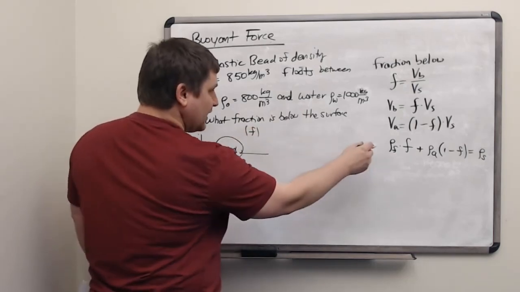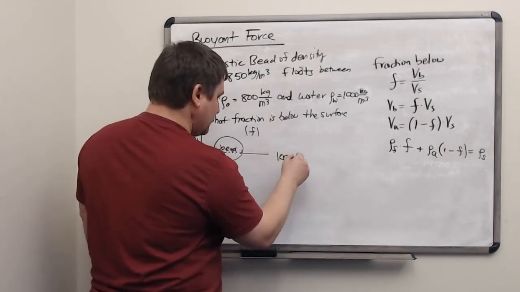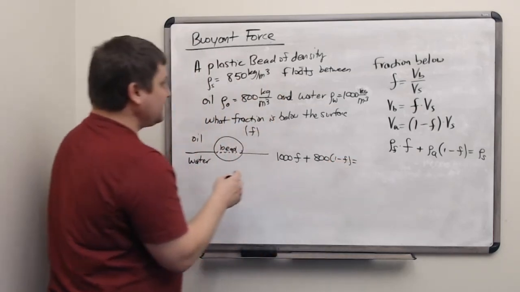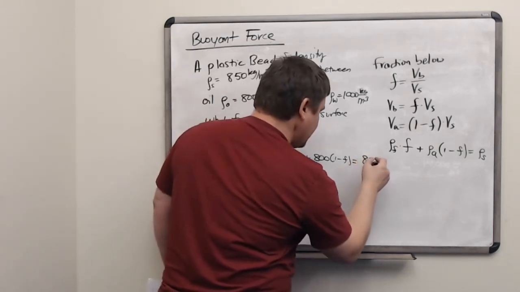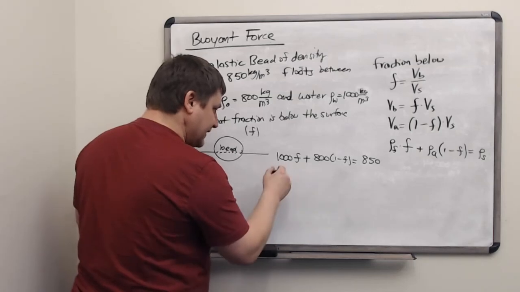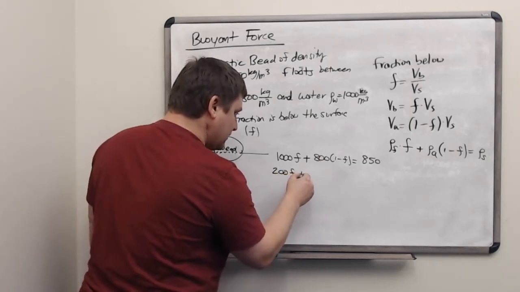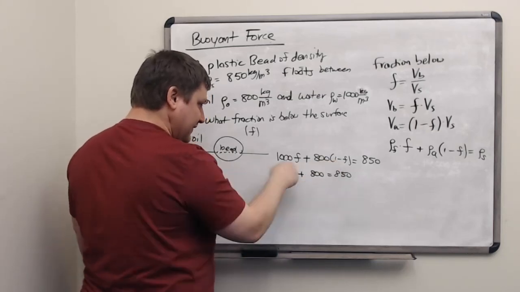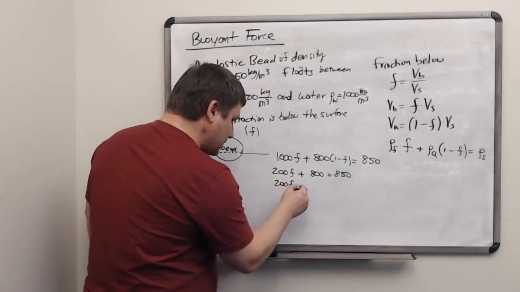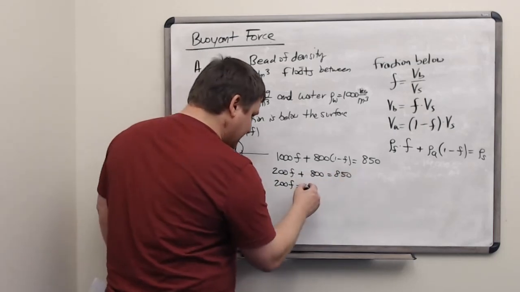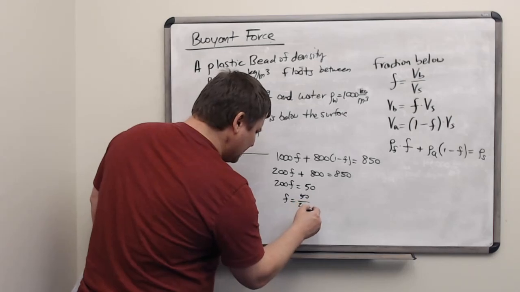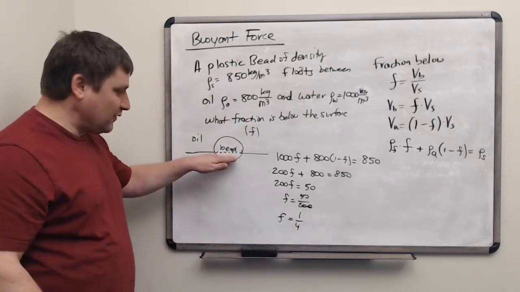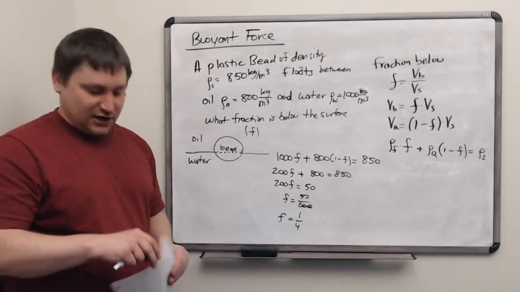All right, density of the fluid below is water, so that's 1,000. Density above was the oil, so 800. And the density of the solid was 850. Okay, so solving this is going to give us 200F plus 800 equals 850. Double check that. So 800 minus 800F, and the 1000F gives us 200F. So subtracting 800 from both sides gives me a 50 over here. And then 50 over 200 is, we should know that that's equal to 1/4. All right, so 1/4 of the volume would be below the surface in the water, and the other 3/4 of the volume would be above the surface in the oil.